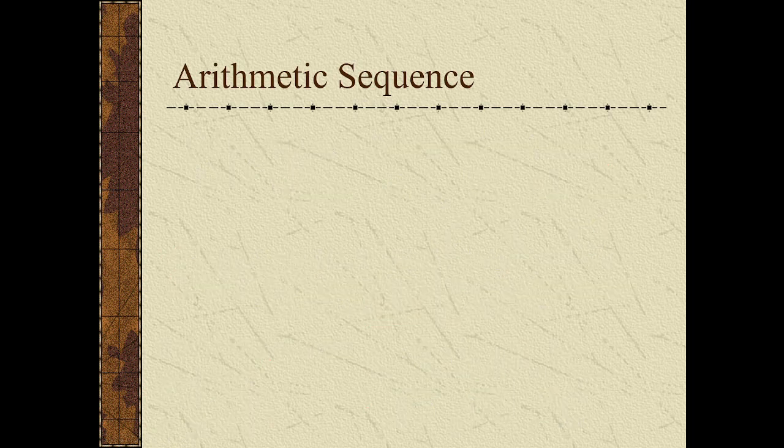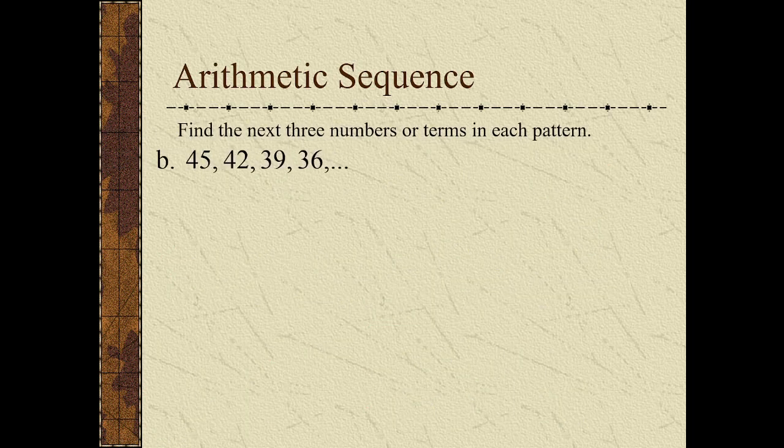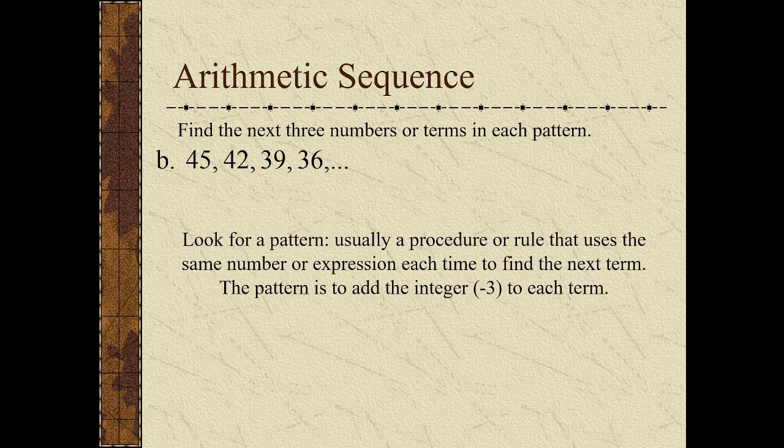Let's have another example. Let's have this one. You have here 45, 42, 39, and 36. Let's look for the pattern. And you have noticed that it's a decreasing sequence. Therefore, the pattern is simply subtracting 3 or adding negative 3. Okay? When you subtract 3, it's the same as adding negative 3. Do you agree with me? Okay, that's totally right. You agree with what I said.